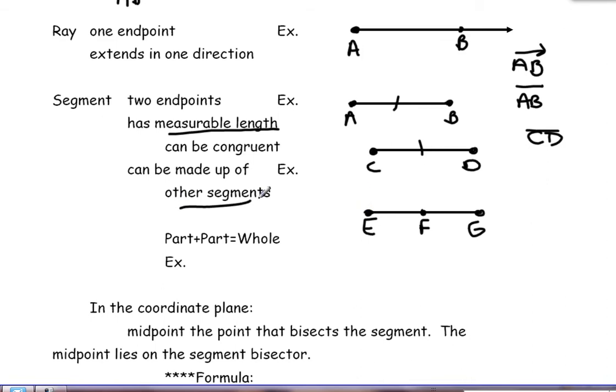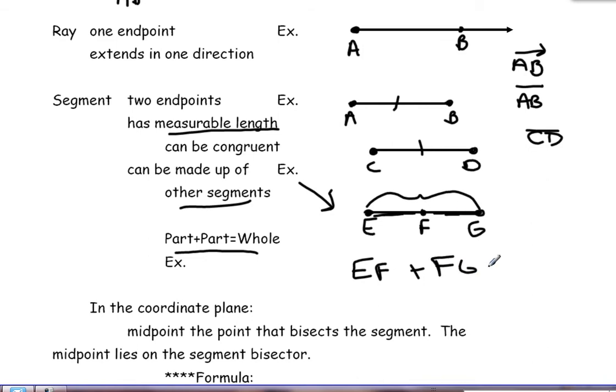When you have a segment that's made up of other segments, there's your example here, you have EF is one segment, you have FG is another segment, and then you have the whole segment EG. Well, the segment addition postulate, remember, says the part of the segment EF plus the part of the segment FG makes up the whole segment EG. So, for example, I'll put numbers in there to make it a little simpler. If this is 5 and this is 6, then clearly EF, which is 5, plus FG, which is 6, makes up the whole length of the segment, 11. So this is 11.